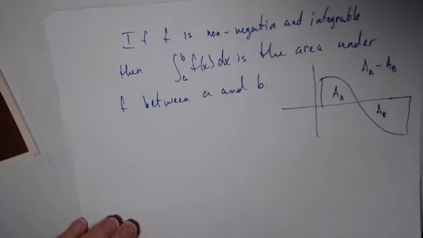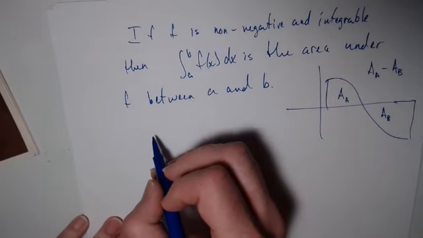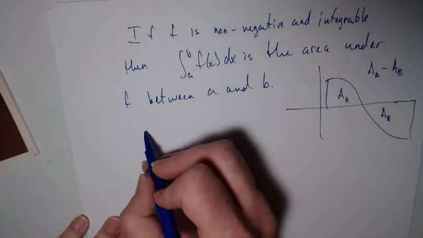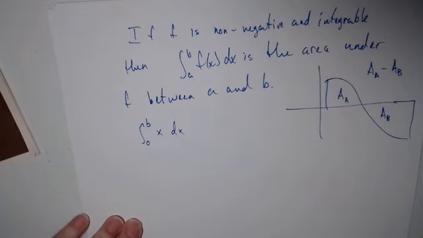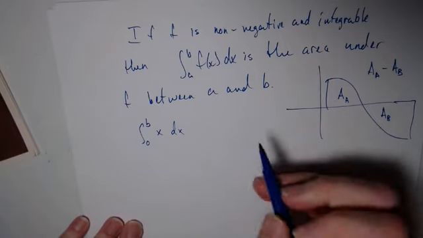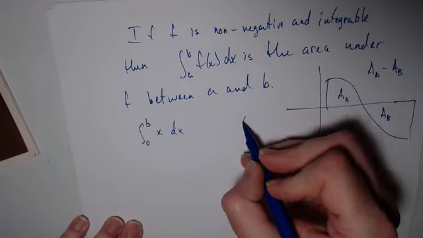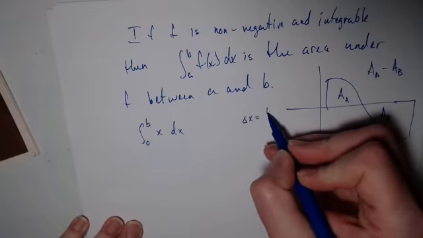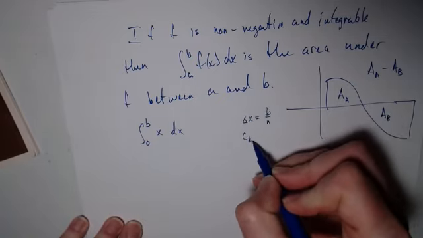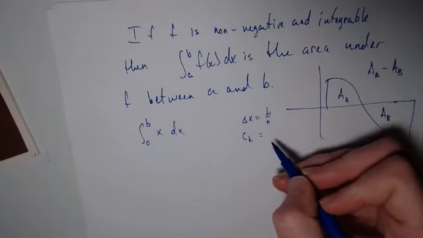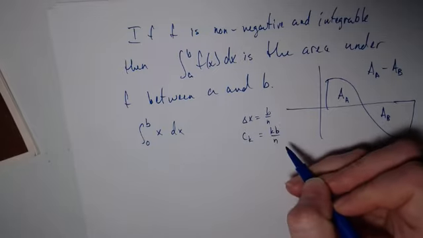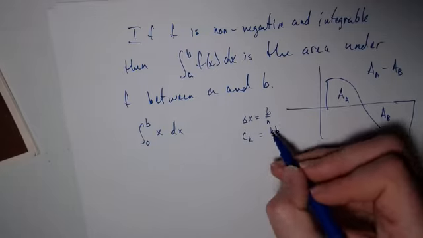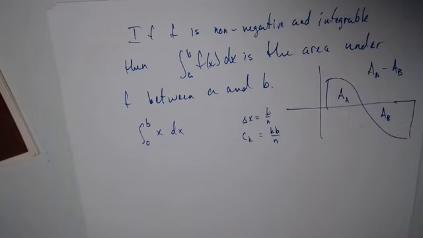All right, a couple minutes ago I did the integral from 0 to 2 of x dx. But what if we did the integral from 0 to b of x dx? What does that change for us? Well, not a ton. Delta x is b over n. ck, if we do right endpoints, is going to be kb over n. And f of ck is going to be ck because that's what we have there.